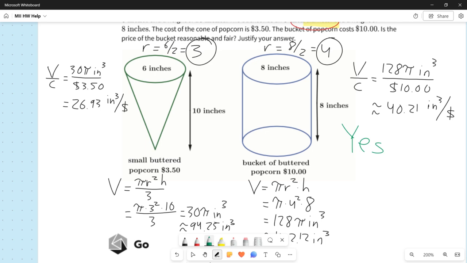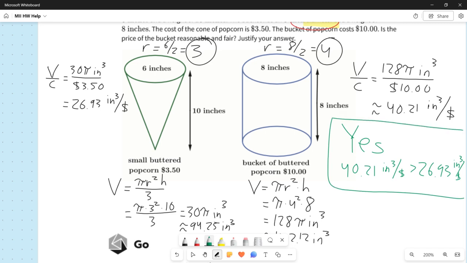I'm not really sure what else we would need to say here. Really, all we need to say is that 40.21 cubic inches of popcorn per dollar is greater than 26.93 cubic inches of popcorn per dollar. So I think that's a sufficient explanation. And anyone could look at our work here and understand what we did. So the cylinder is a good buy. And if you like your popcorn, it's a better use of your money.